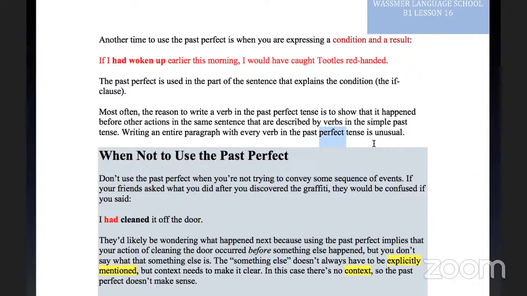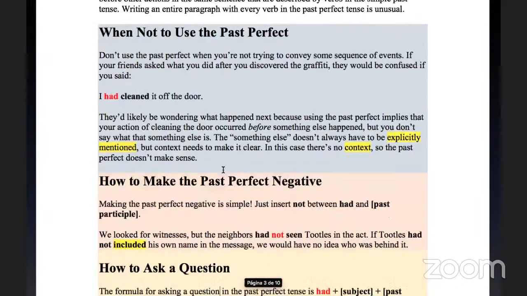Prácticamente, el pasado perfecto es cuando utilizamos había, yo había estudiado, yo había limpiado, ella había, nosotros habíamos. So we use had. Y después utilizamos el verbo en su tercera forma, que es la forma participio. Vamos a ir leyendo cada uno de estos cuadritos que están acá.